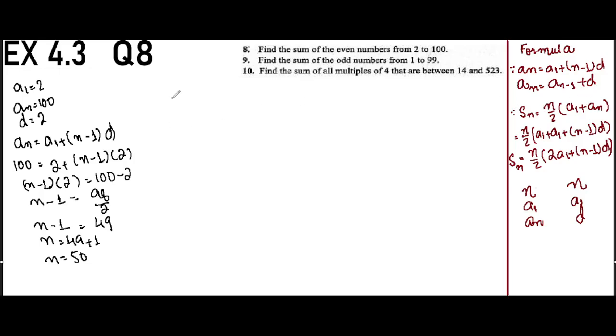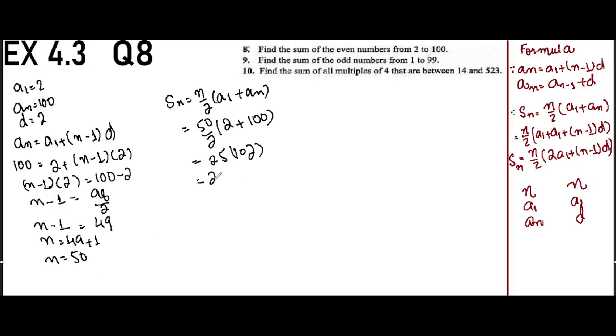So we are going to use this one, Sn is equals to n by 2 into a1 plus an, is equals to n is 50 by 2 into a1 is 2 plus an is 100. So it is equals to 25 into, sorry, not 98, it is 102. So 25 into 102 is equals to 2550. So this is the sum of even numbers from 2 to 100.